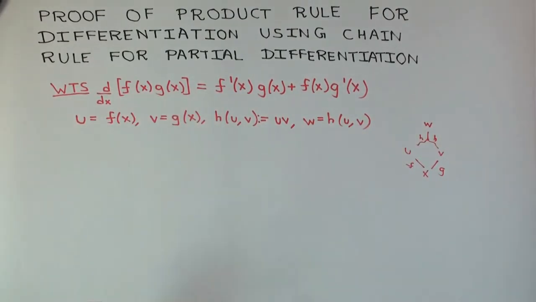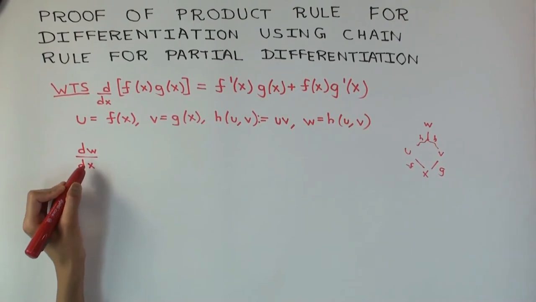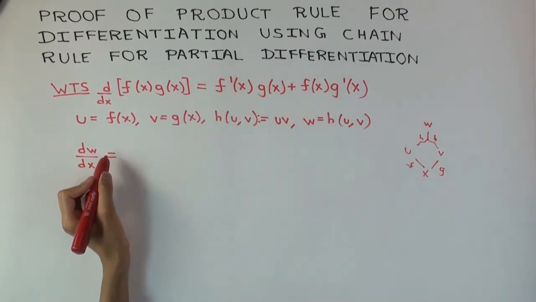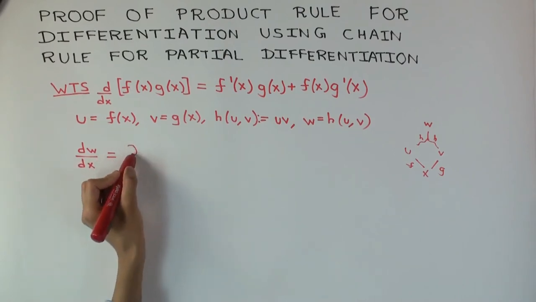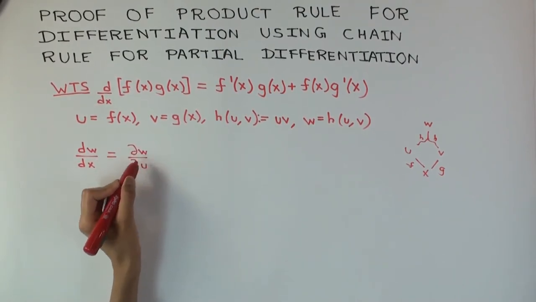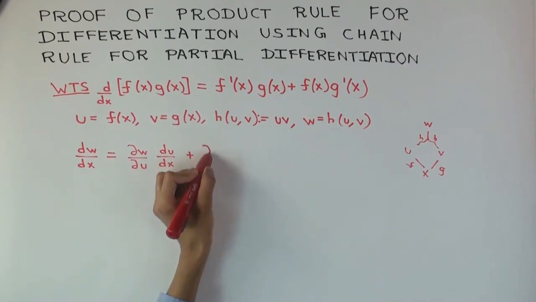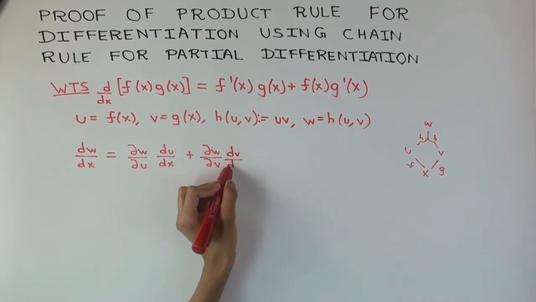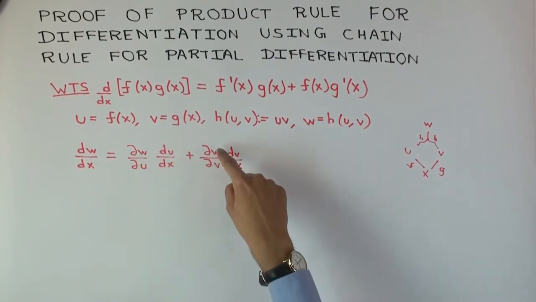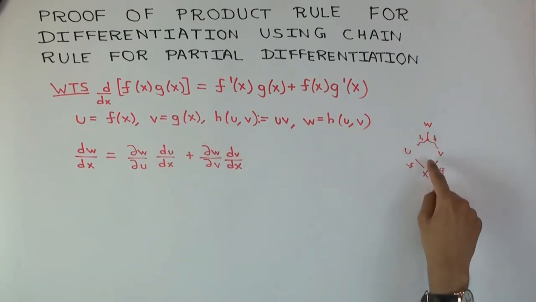Okay, now what is the left side? It's just dw/dx, right? So what is dw/dx using the chain rule for partial differentiation? The partial derivative of w with respect to u times du/dx plus the partial derivative of w with respect to v times dv/dx. Right? So we are trying to figure out how w depends on x. There's two pathways. One is via u, one is via v. The pathway via u, you get this product. The pathway via v, you get this product.